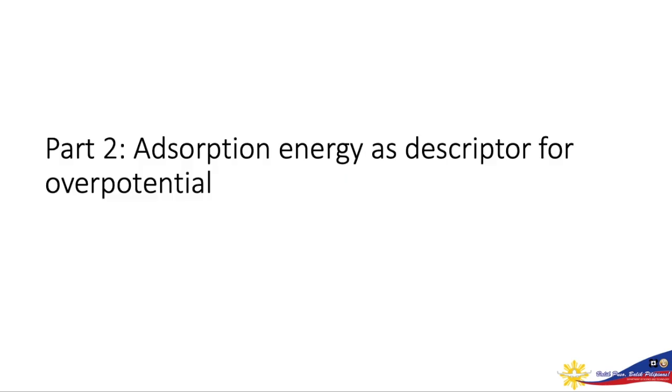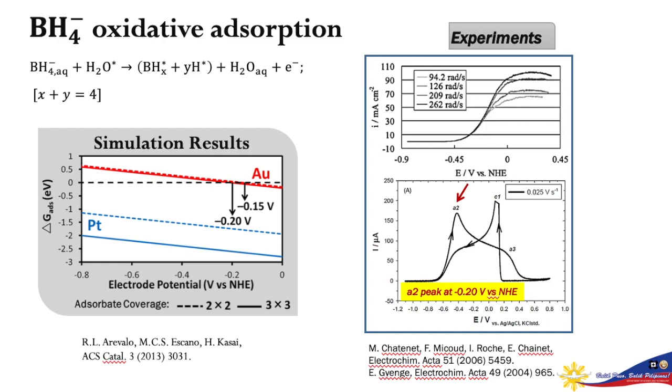Now let us look at the adsorption energy of borohydride on these surfaces. Since borohydride is an anion, its adsorption on the surface can be modeled as an oxidative process. Here, you have the borohydride anion in the aqueous phase, and you have a water molecule that is initially adsorbed on the surface. So the oxidative adsorption of borohydride is taken to require a substitution of an initially adsorbed water molecule on the surface, liberating an electron. The adsorbed species is of this form. Here, x plus y is equal to 4 because there are 4 hydrogen atoms in a borohydride molecule.